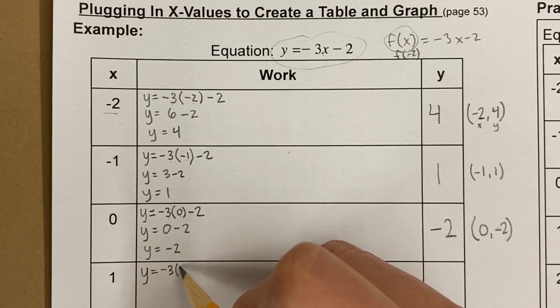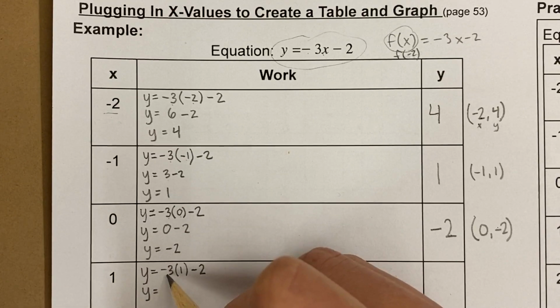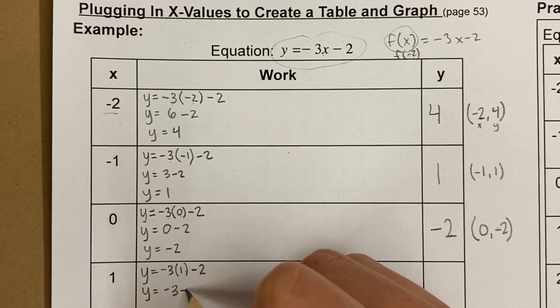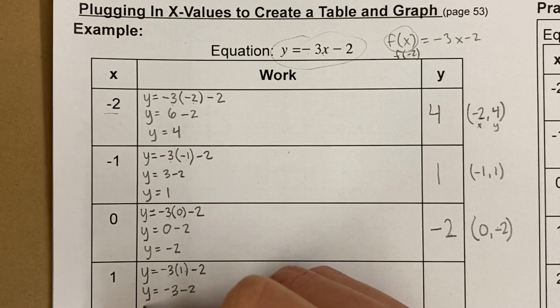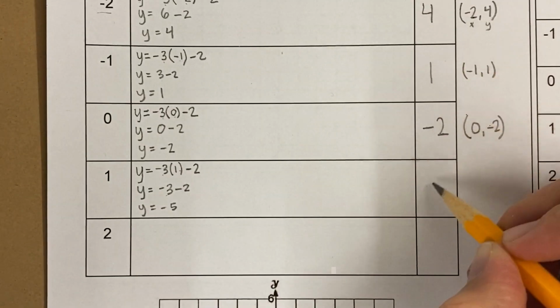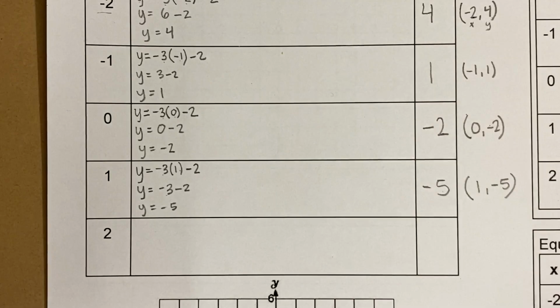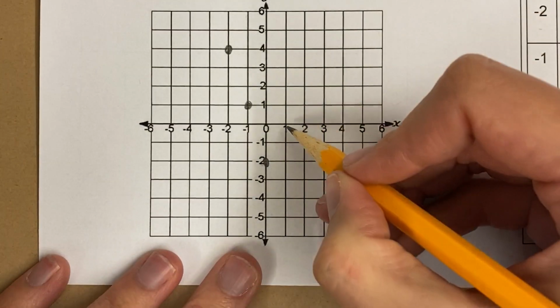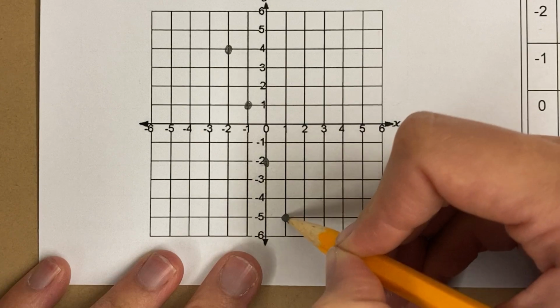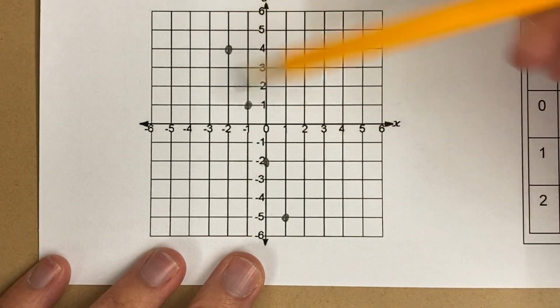I'm going to plug in 1 for x. Okay, careful here. -3 times 1 is -3, minus 2. That's 3 negatives, 2 more negatives, a total of 5 negatives. So that's the point 1, -5.